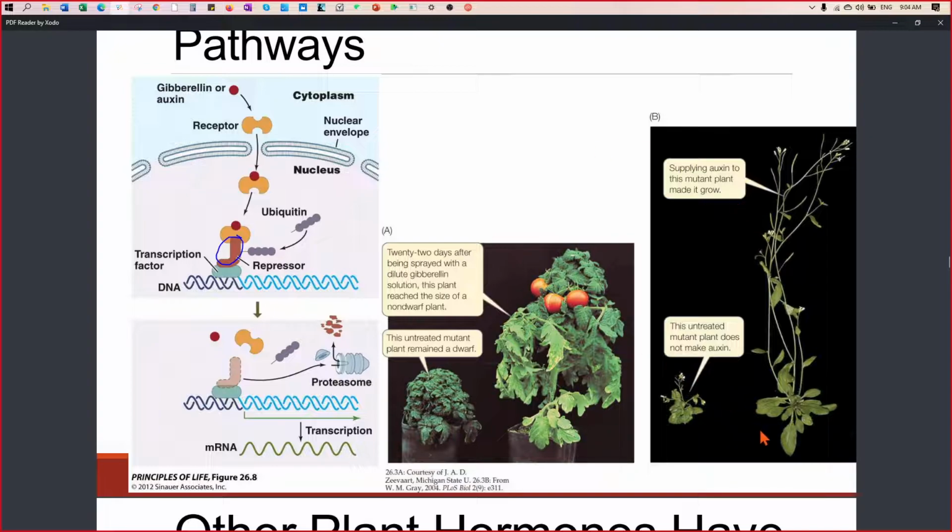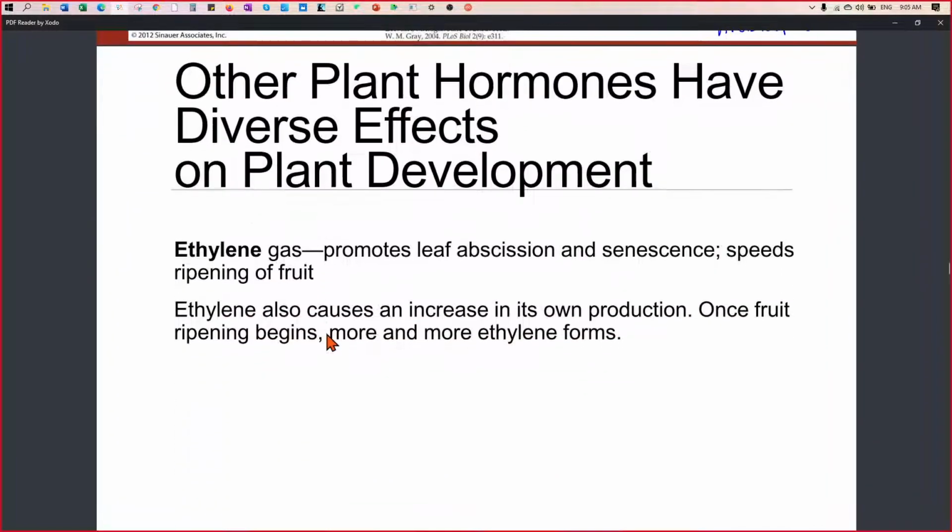This plant is Arabidopsis actually. We don't have this plant in Malaysia. It's something like cress, watercress. I don't know what it is called in Malay. Maybe I know. I think in Malay it should be pokok selada. Something like that. Okay. So you can see they have similar actions, both gibberellin and auxin, provided that the repressor is not getting in the way.